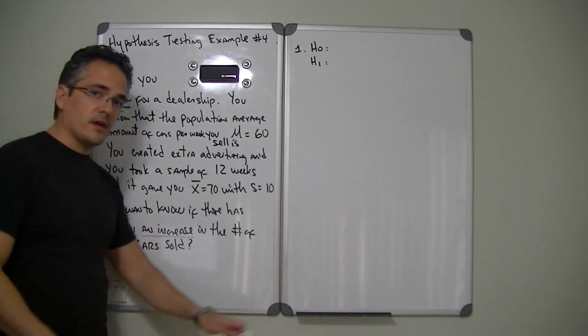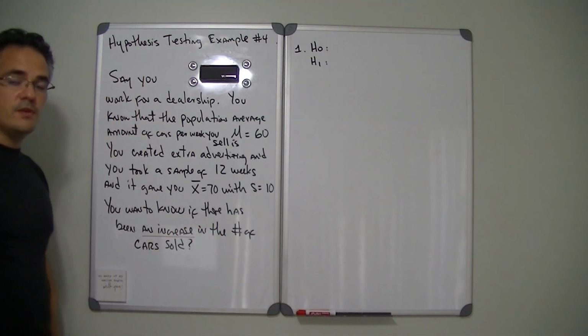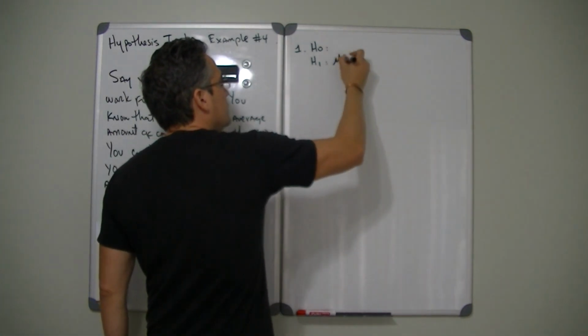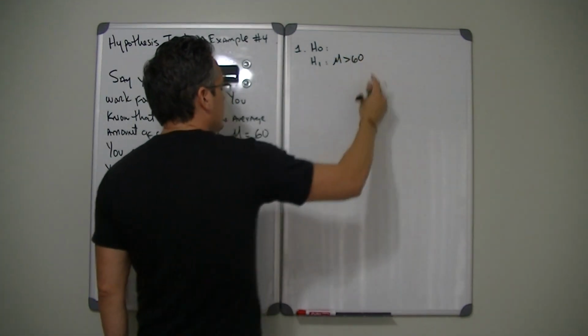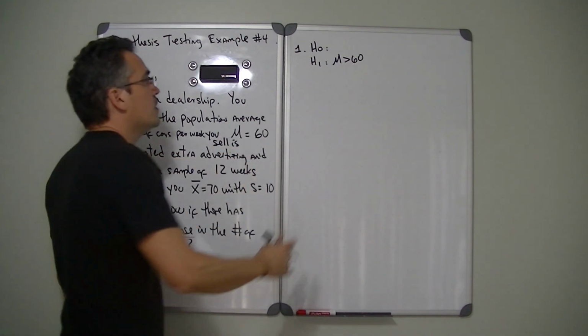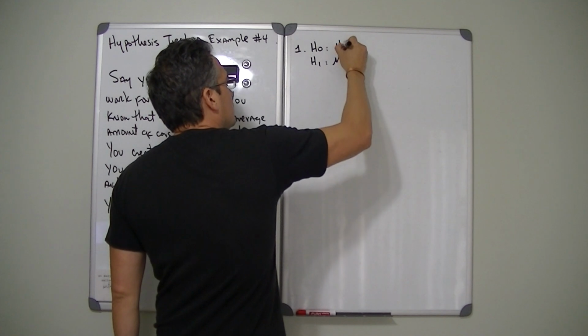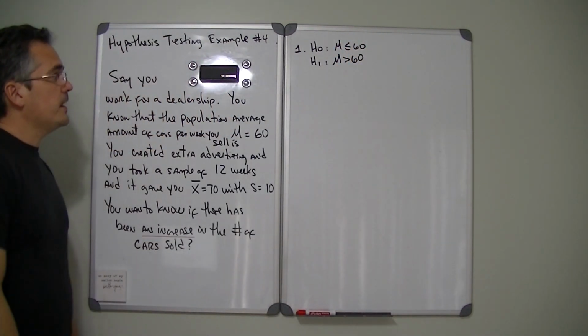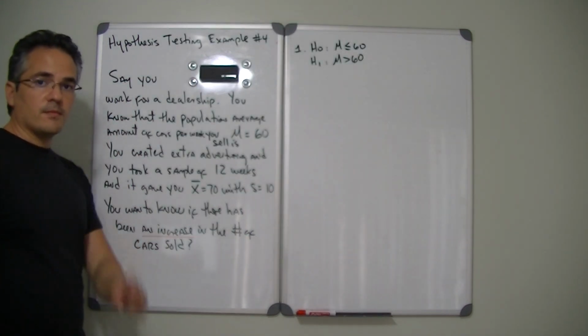Because it's asking you for an increase, then we know that we need to be creating a one-tailed test. So we're going to put here H1: mu greater than 60. And we're using 60 again because that's the mean center of the data, the population. And then we're going to do H0: mu less than or equal to 60. Alright? And now we've set up our step 1 for hypothesis testing.